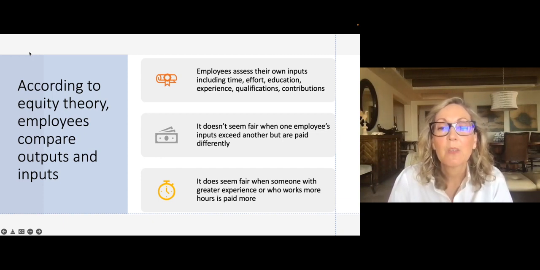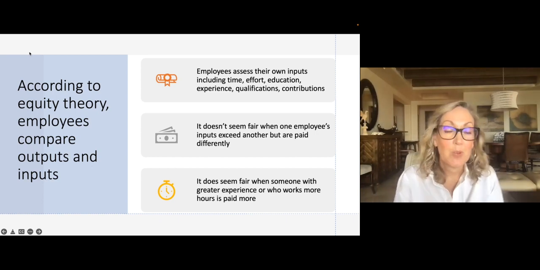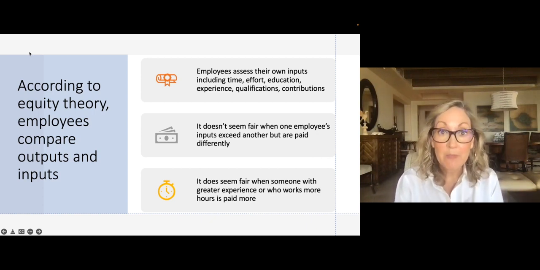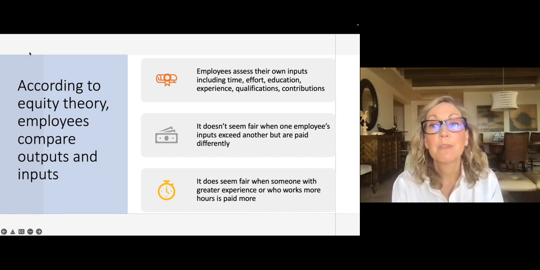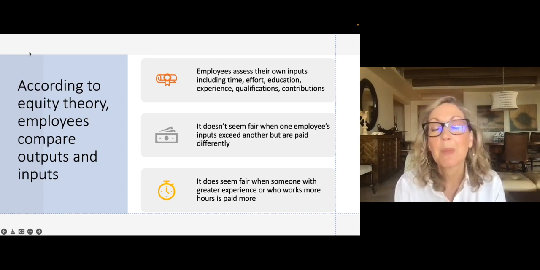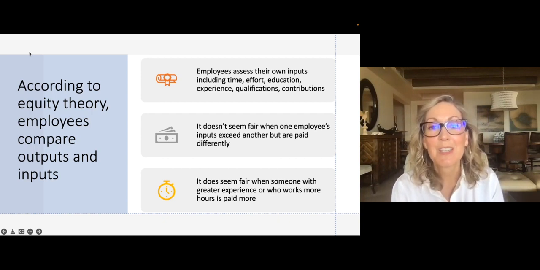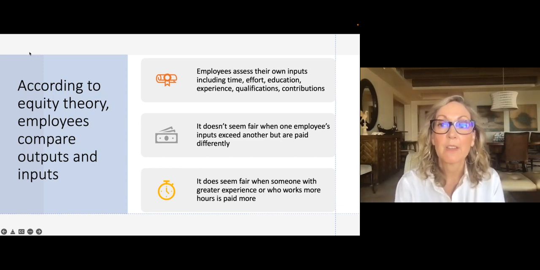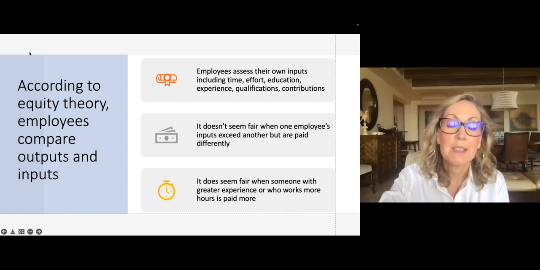It doesn't seem fair when one employee's inputs exceed another's, but they're paid differently. If we both show up at the same time, we both do the same amount of work, and you make $5 an hour more than I do, it doesn't seem fair. However, as I said when I used my Joe and Mary bicycle company example in the very first video, Joe has 20 years of experience and Mary has never built a bicycle before, that does seem somehow fair. You say, well, the reason we pay Joe more is because he brought these things to the table.